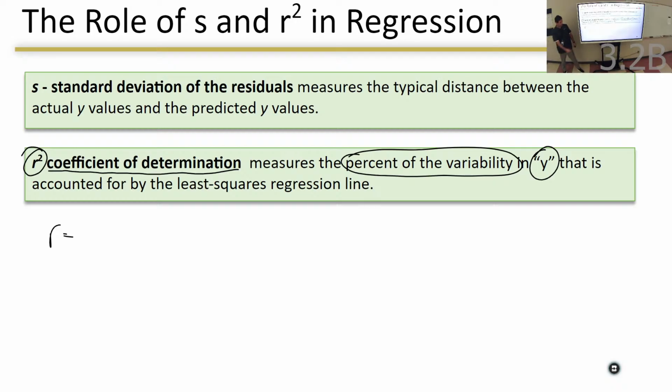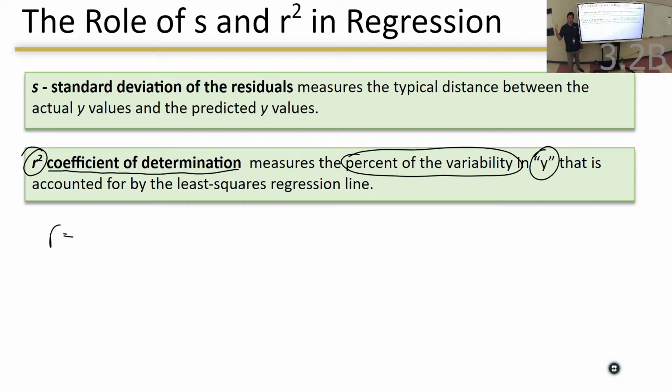Good? If I square R, I'm going to get this. If I have this and I want R, I just take the square root of it. So they are interchangeable between the two, but this one's a percent and this one's a decimal. This one is the square of this one. So this one will always be positive.